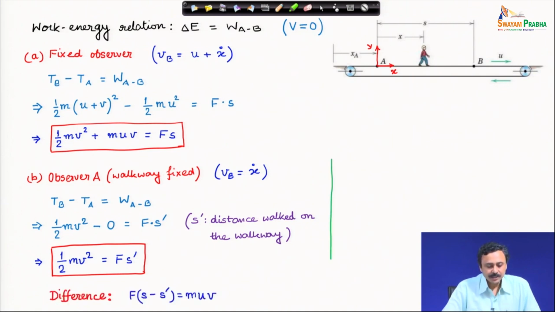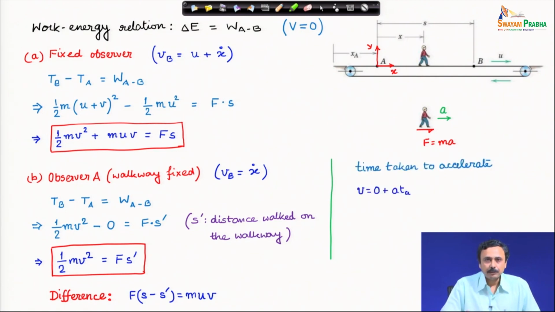Now, what is the difference? F s minus S prime is equal to m u v. This is the term which has been asked in the question. What is this term? Where does it come from? To understand this, let us look at the free body diagram of the boy as he accelerates on the walkway. Since he is accelerating, a force equal to mass times acceleration must be acting from the walkway onto the boy, and the direction of the force is towards the right, because the acceleration is towards the right.